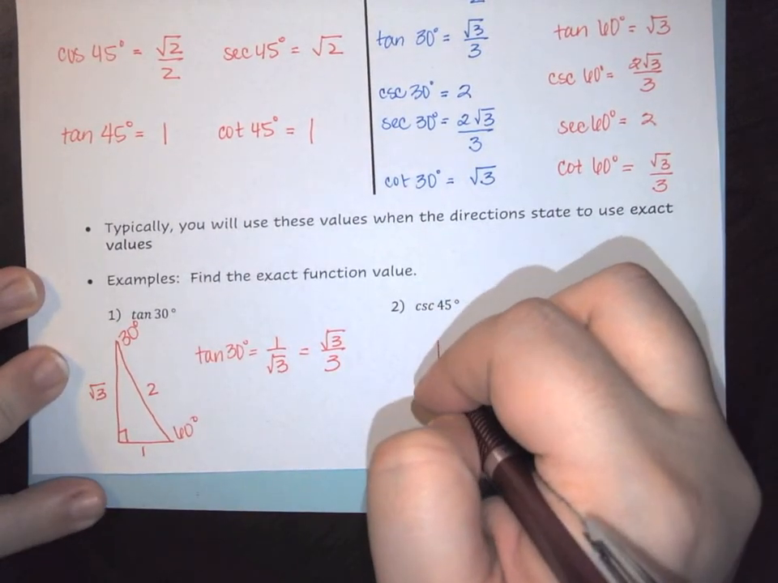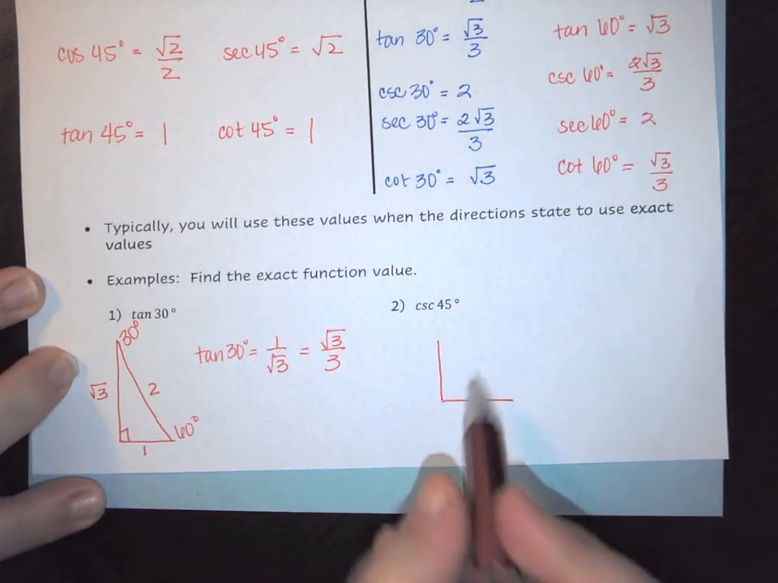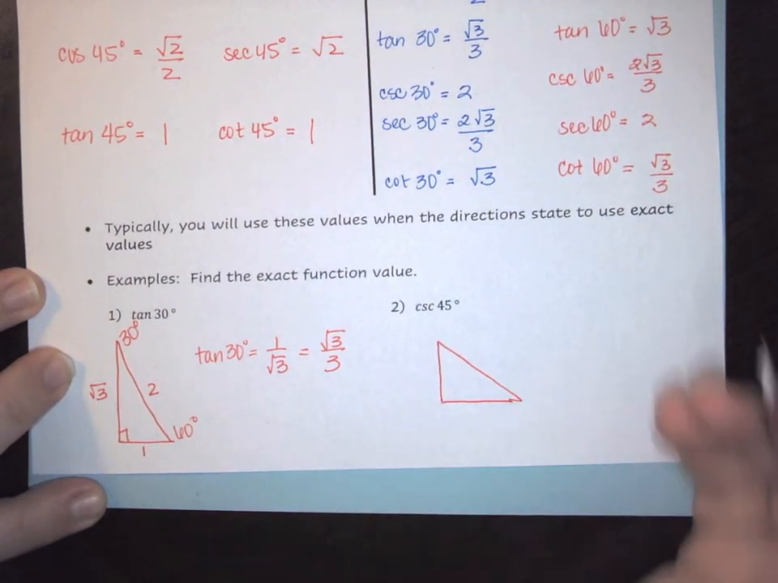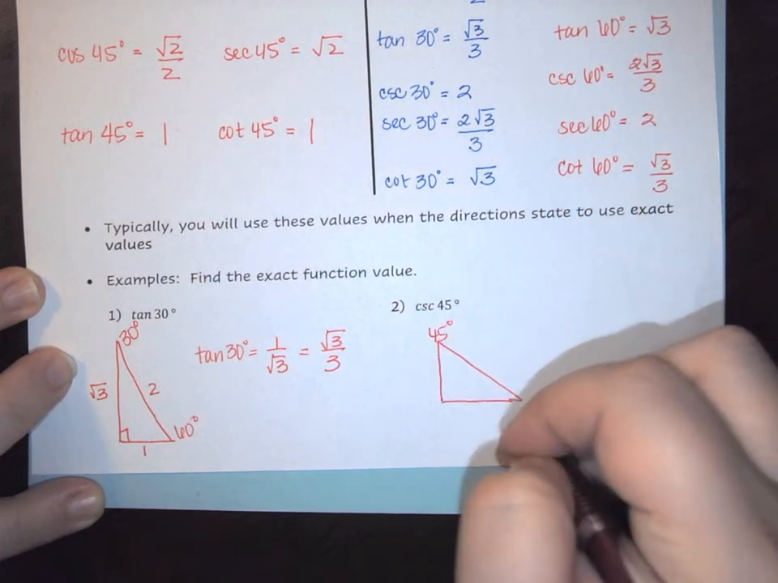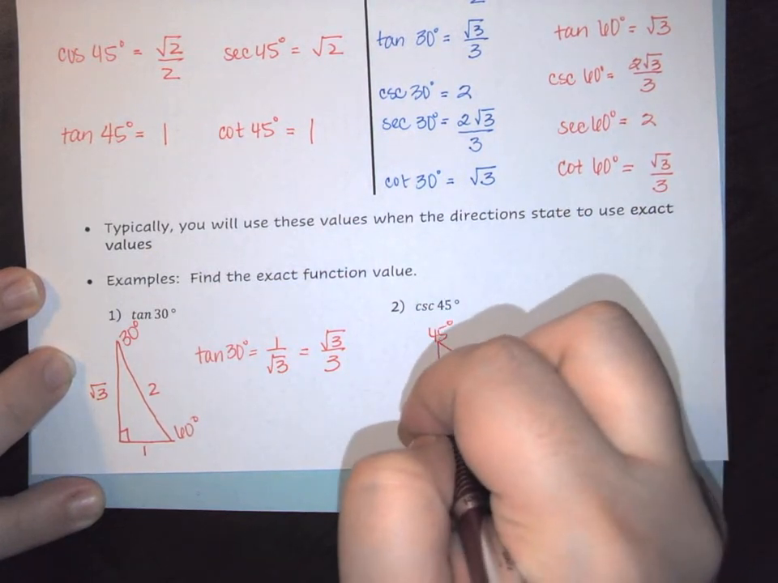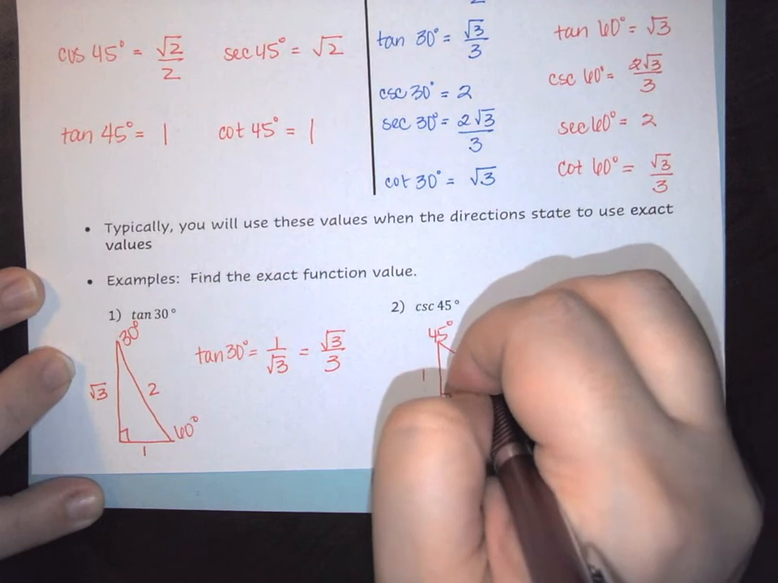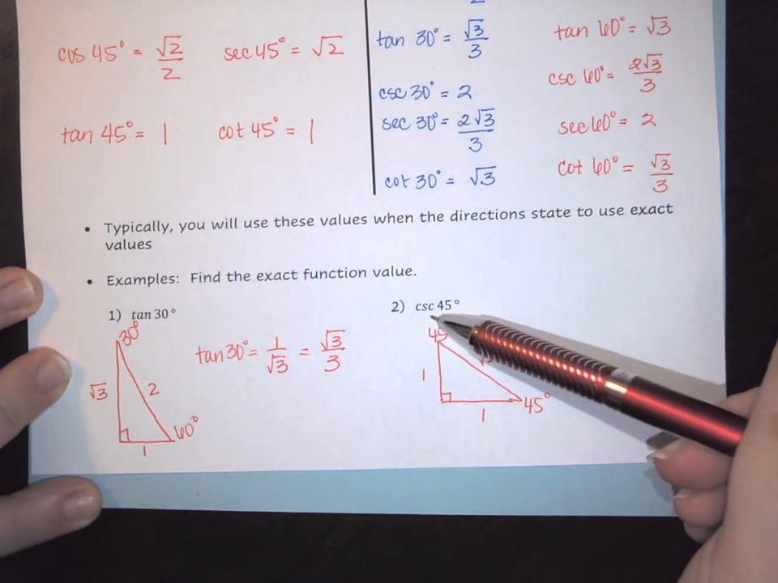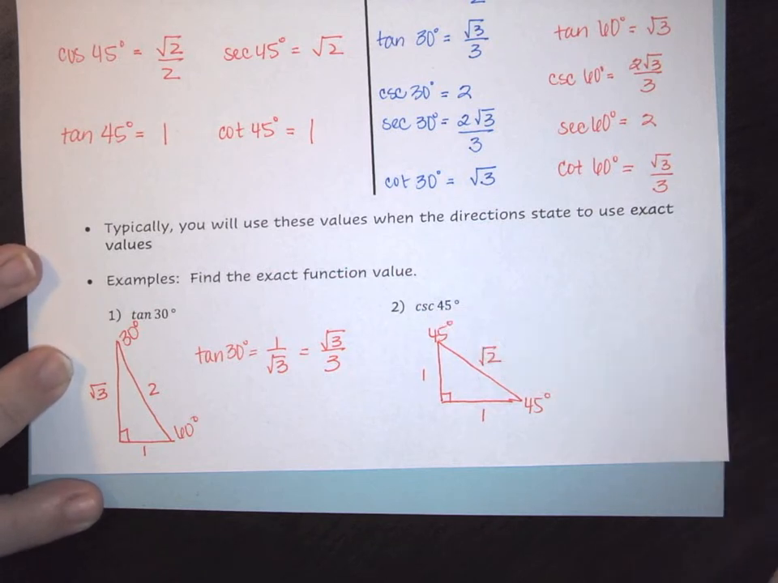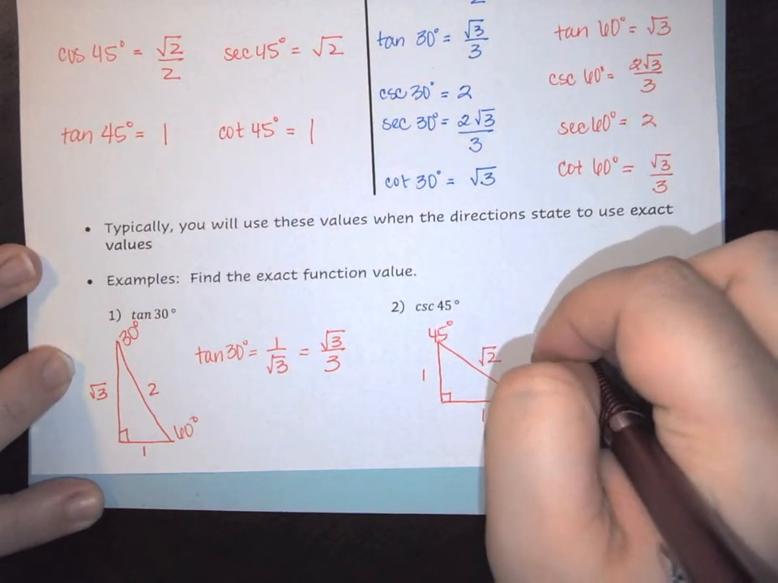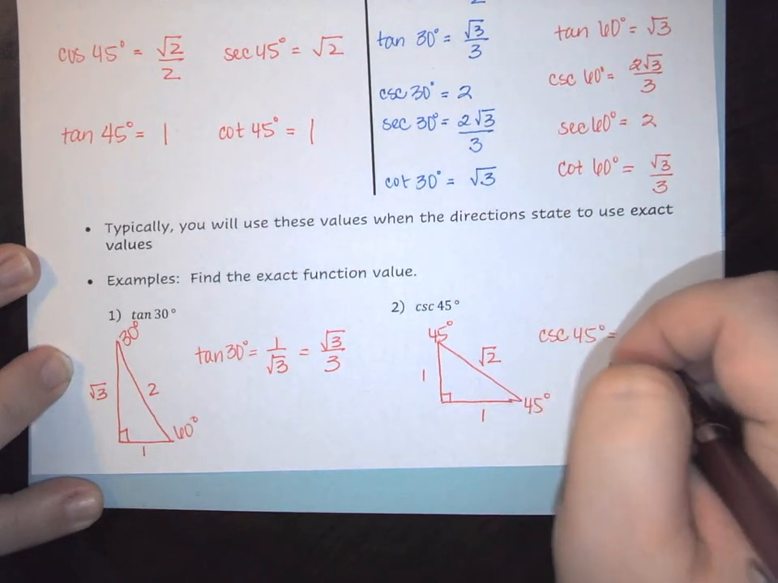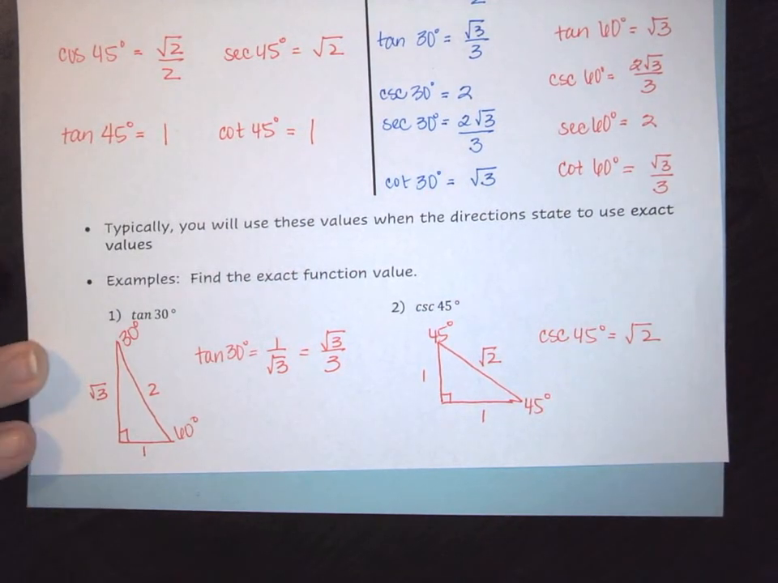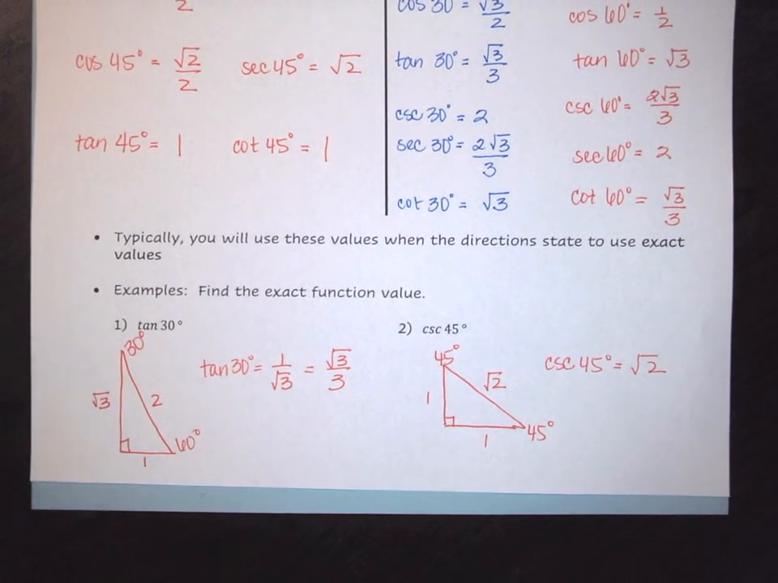Now, we would do the exact same thing with your 45. And so again, you could draw your triangle, but this time, your two legs are going to be the same size. Both of your angles are 45. And there you have 1, 1, and square root of 2. So in this case, when I want the cosecant, I am looking for the reciprocal of sine. So my cosecant of 45 is going to be the square root of 2. And you can do that exact same idea no matter what function you are working with.